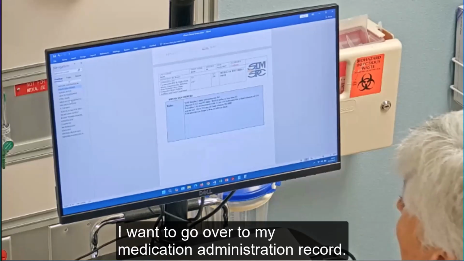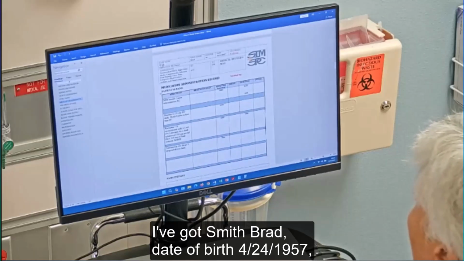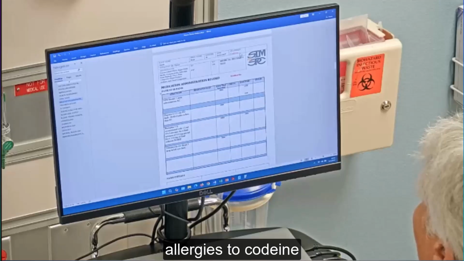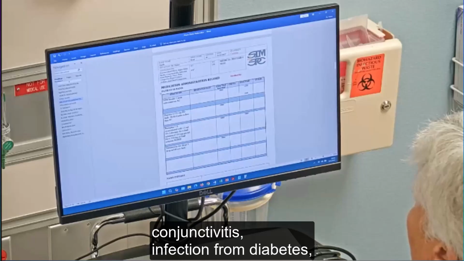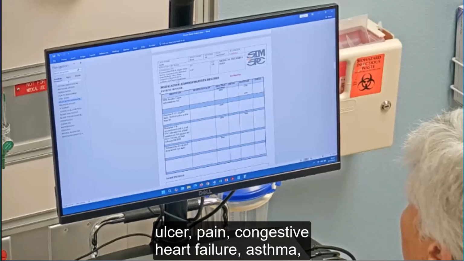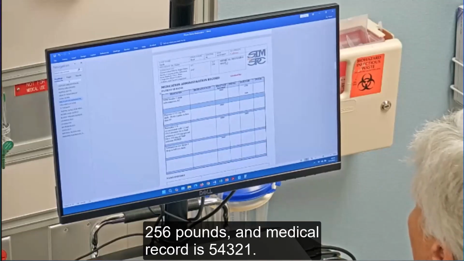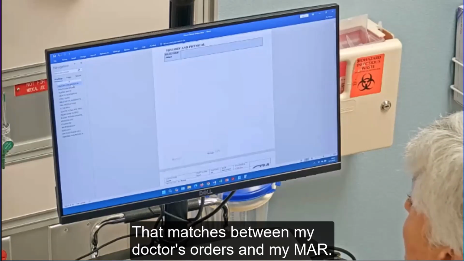So I want to go over to my medication administration record, and I've got Smith, Brad, date of birth 4/24/1957, allergies to codeine, uncontrolled diabetes 2, right otitis media, conjunctivitis, infection from diabetic ulcer, pain, congestive heart failure, asthma, and nasal congestion, 6 foot, 256 pounds, and medical record is 54321. So that matches between my doctor's orders and my MAR.